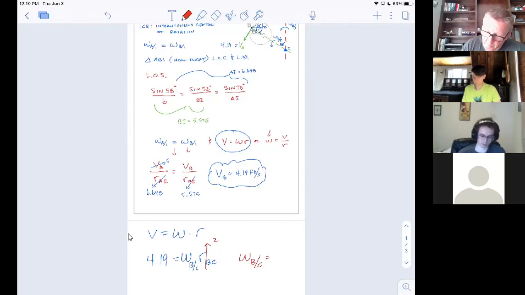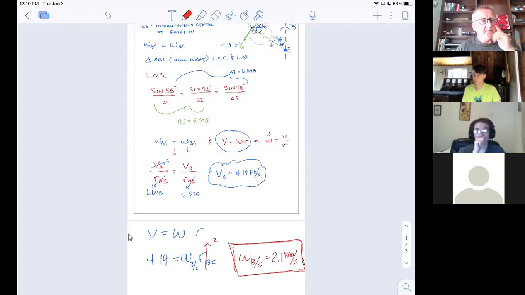As we said before, 2.1 radians per second. And notice that's all this problem asked, which means I could just say I'm done and don't have to find anything else. So that's kind of cool.